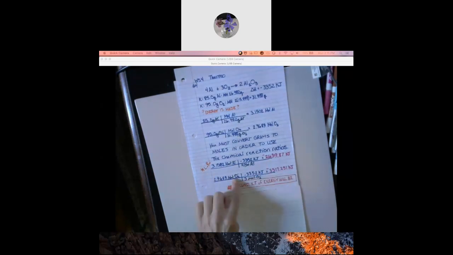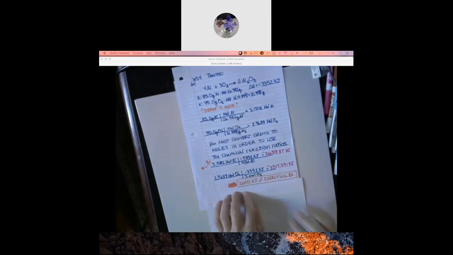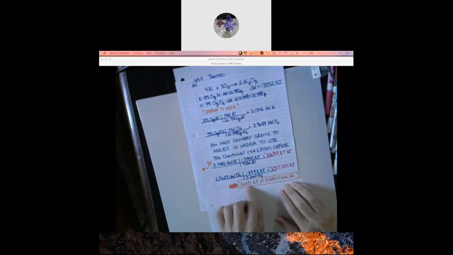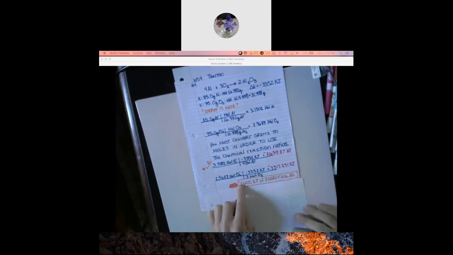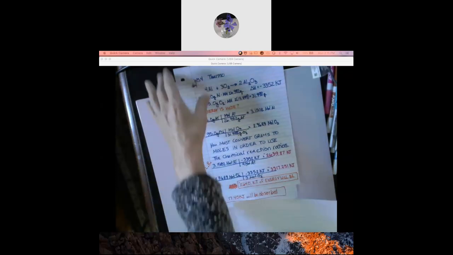This one would be, the oxygen would be the excess reactant. So if I was going to write it out, it would mean that 2,640 kilojoules of energy would be given off. The negative sign means that it would be given off, okay? Will be produced, okay? So that's number 4.